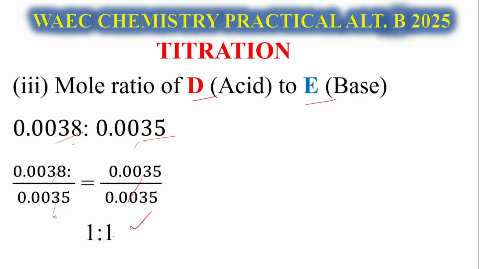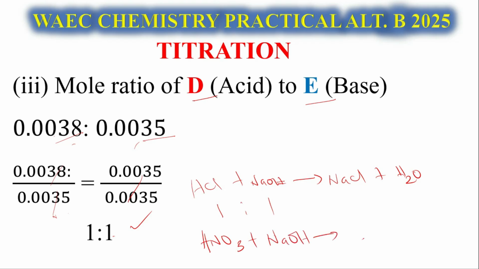Now, 1:1 shows us that any acid that you are reacting with the base, which is sodium hydroxide, must give you 1:1. For instance, HCl plus NaOH will give us NaCl plus H2O. This is 1:1. It's not only HCl that can work in that order, because they can ask you to suggest an acid that can work. Let's check HNO3 plus NaOH. This one will give us NaNO3 plus H2O, so we also have 1:1.